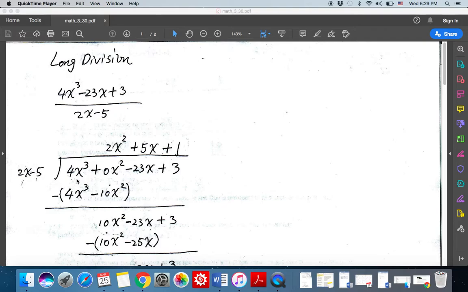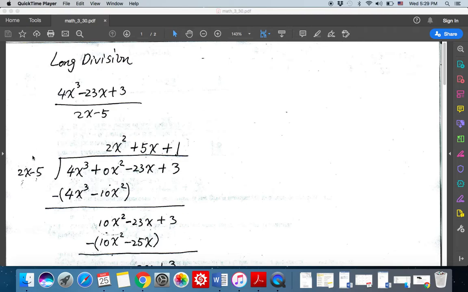We start with using the leading term of the divisor to divide into the leading term of the dividend. In this case, we're going to divide 2x into 4x cubed. That's going to give us 2x squared, and we put 2x squared on top of the quadratic term. And we use 2x squared to multiply each of the terms in the divisor.